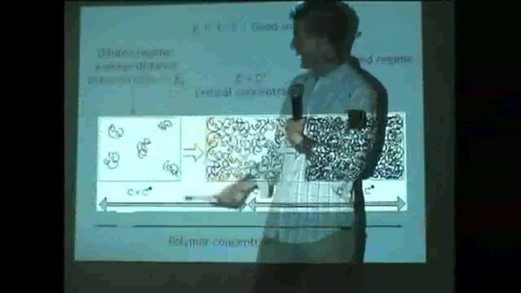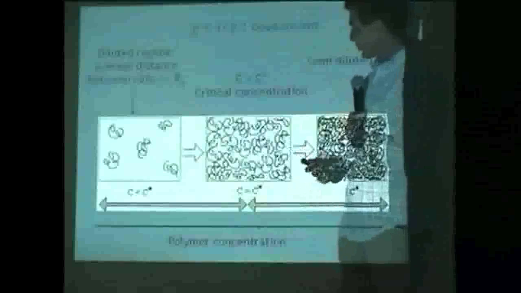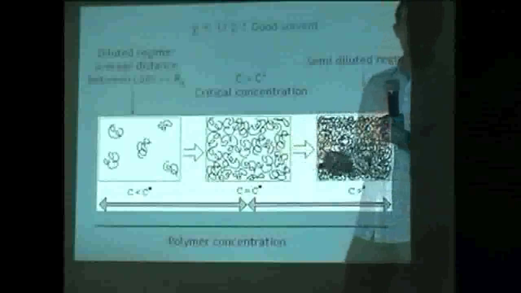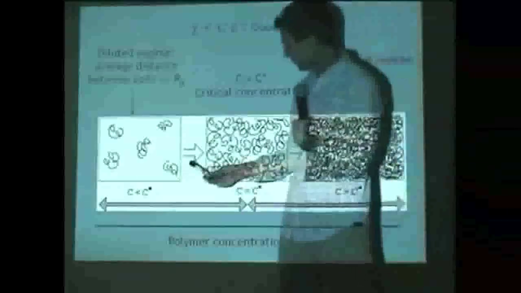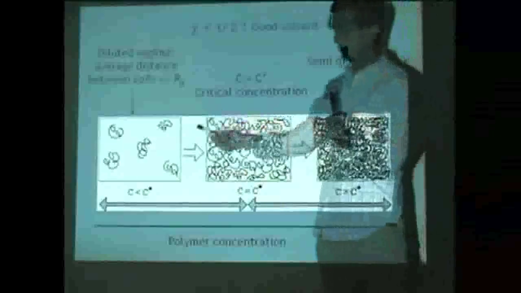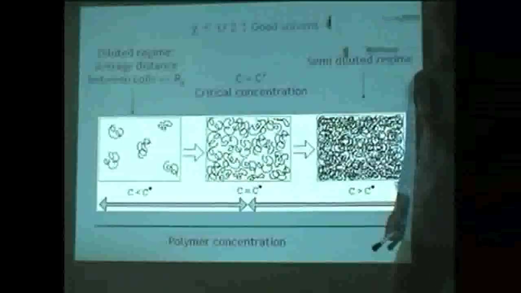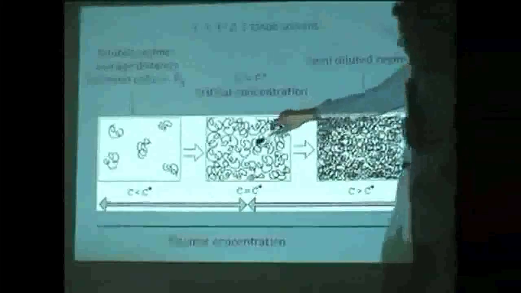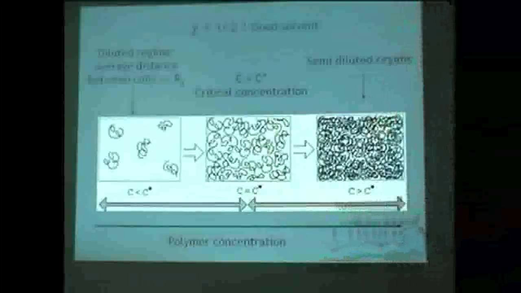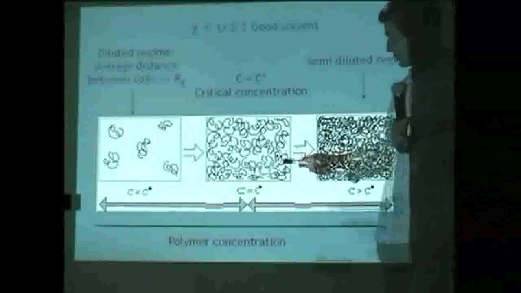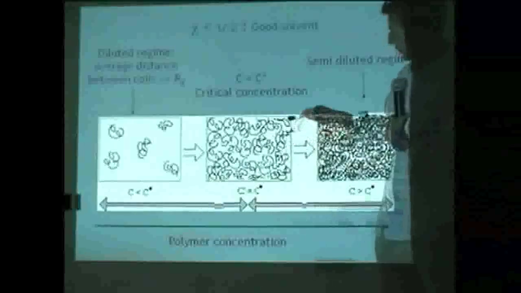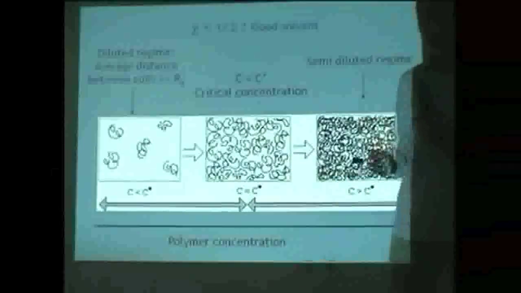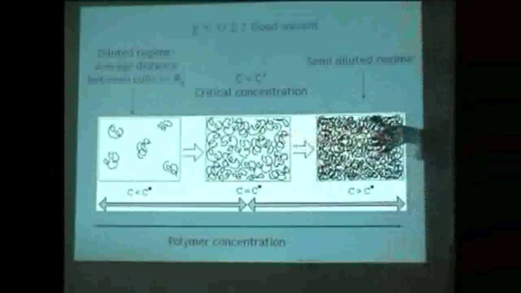Okay? And at some point, what happens? What will happen if you keep on increasing the number of coils per unit volume? You will end up with a volume that will be completely filled with polymer coils. Okay? There is no space left. But of course, as I told you, these objects here are almost filled with solvent, so you can keep on adding some molecules.